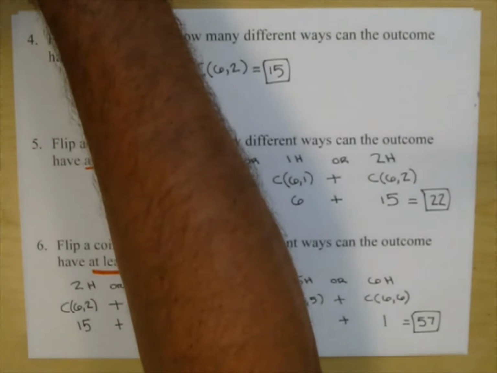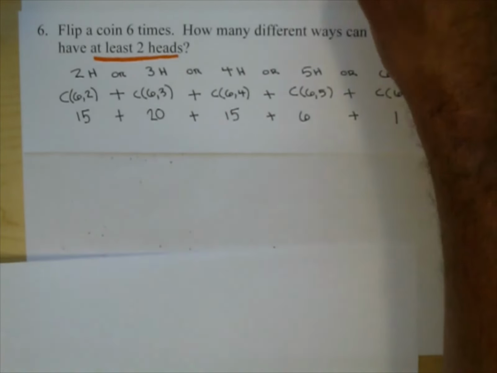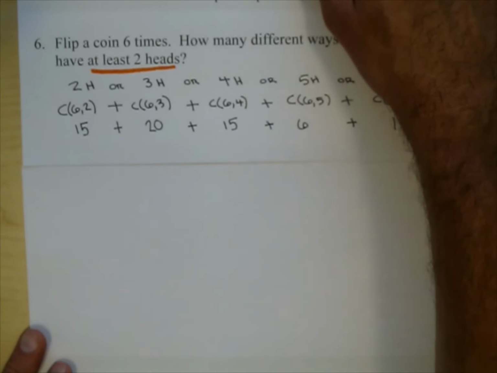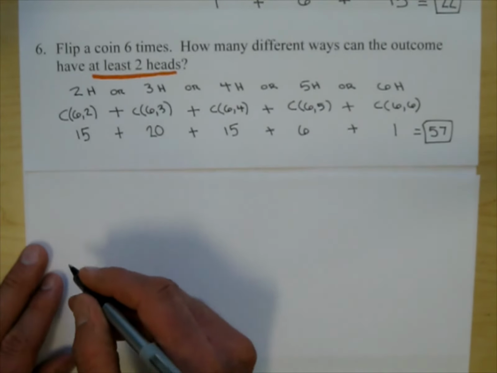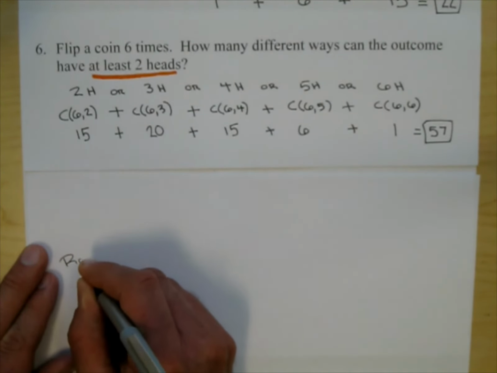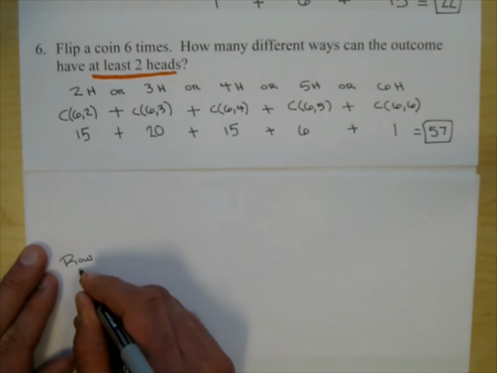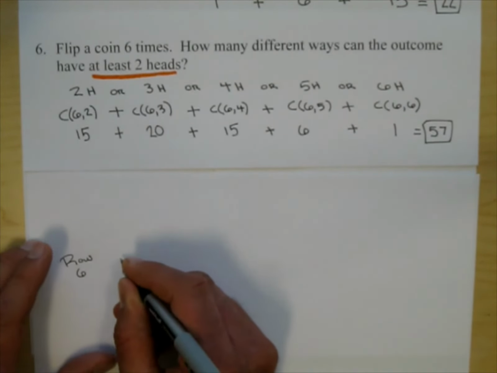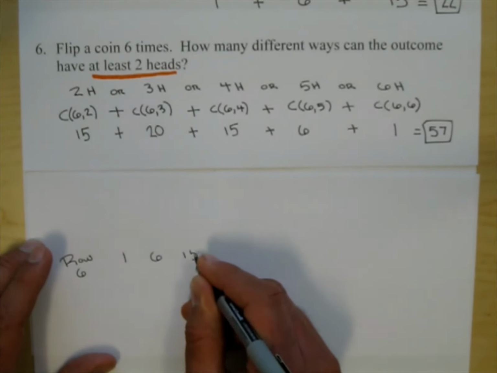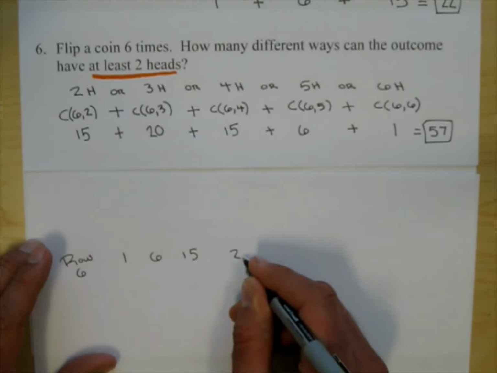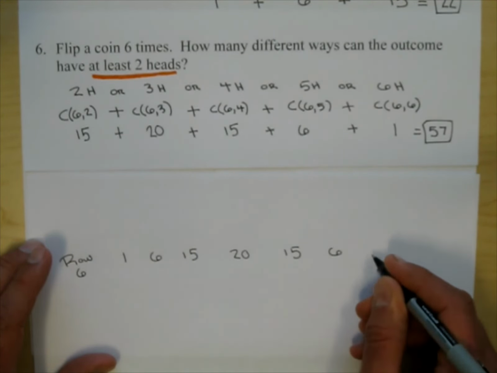Before we move on to the next problem, I want to show you what a statistics teacher might do if you have to take a statistics class. Okay, so I'm going to show you something. Row 6 on Pascal's triangle looks like this. This is 1, 6, 15, 20, 15, 6, 1.